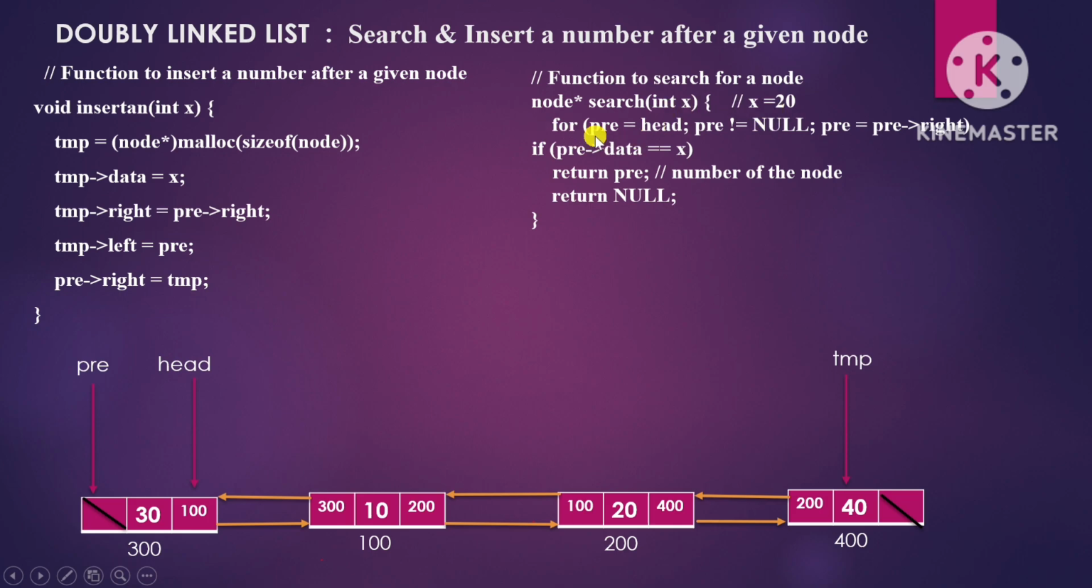First of all, pre equal to head. The address of head is 300, and 300 is pointing to this pre. Pre is not equal to null, so the condition is true. So pre equal to pre right. Pre right is 100. Now this 100 is given to pre. The pre pointer has moved from here to here because pre is 100. 100 is not equal to null.